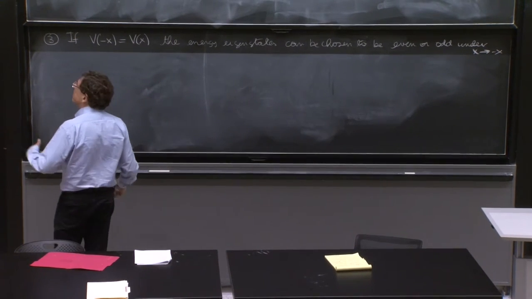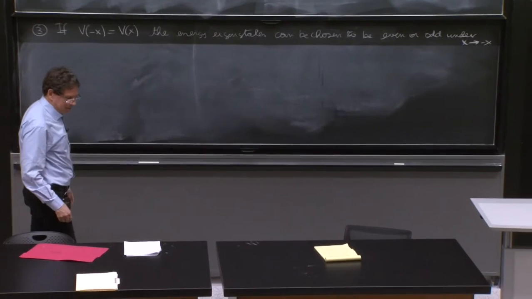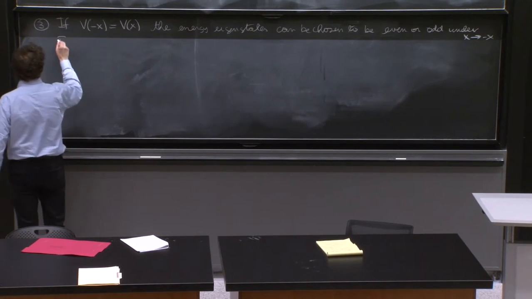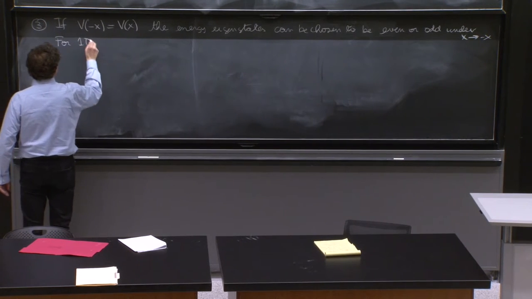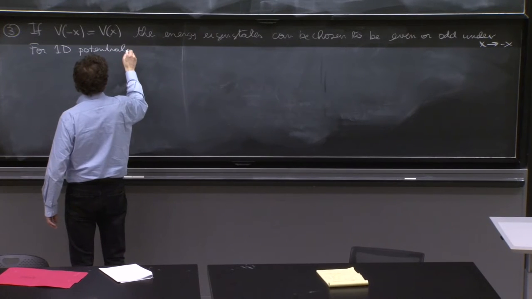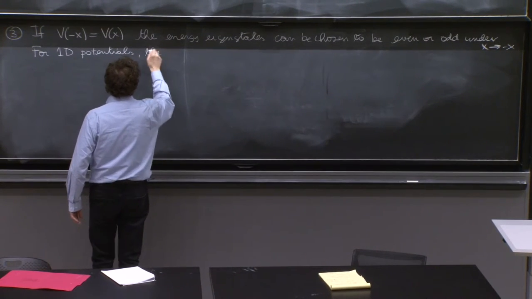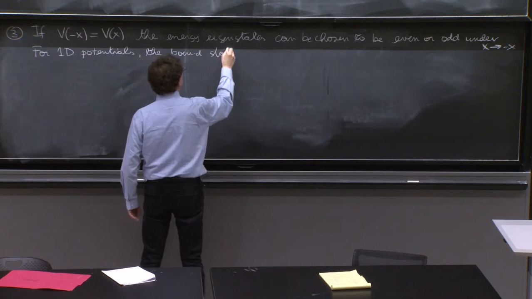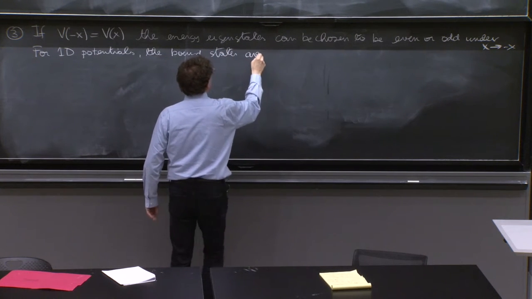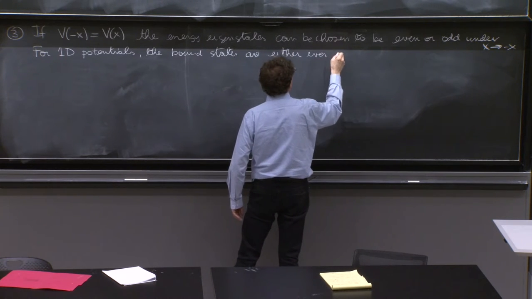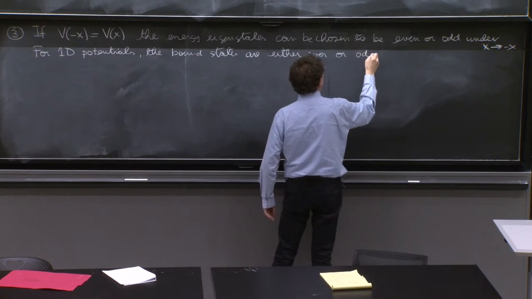But then comes the second sentence that you can imagine what it is for 1D potentials. The bound states are either even or odd.